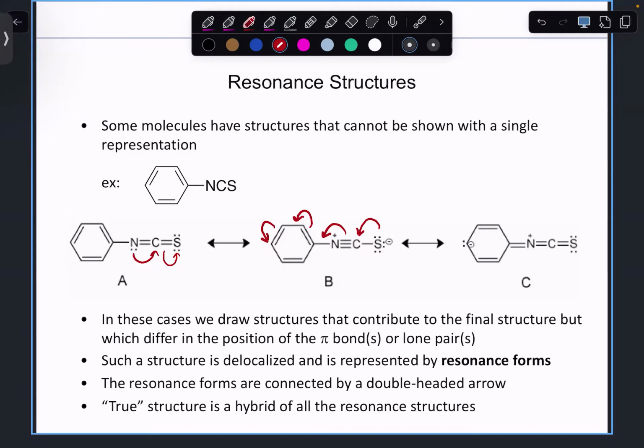Okay. So the important thing to note, this is a little bit of a complicated resonance example, especially going from here to here. But the important thing to know is that when you're drawing resonance forms, the only thing you can move are lone pair electrons and pi bonds.